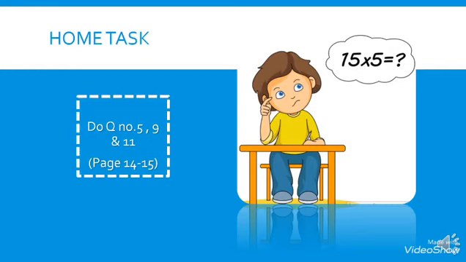Always remember, when a number is multiplied by 1, the result remains the same. For example, if I multiply 67 by 1, the answer will be 67. And when a number is multiplied by 0, the result is 0. For example, if I multiply 56 with 0, the answer will be 0.